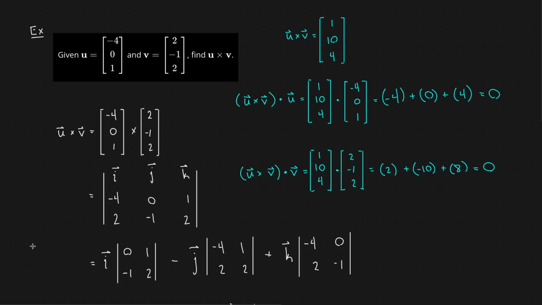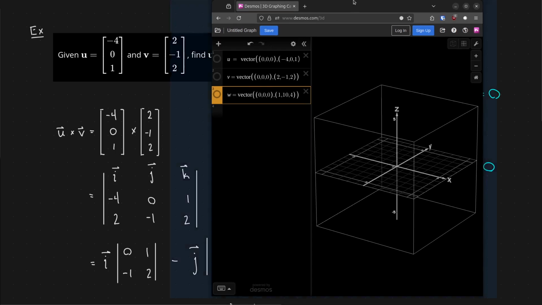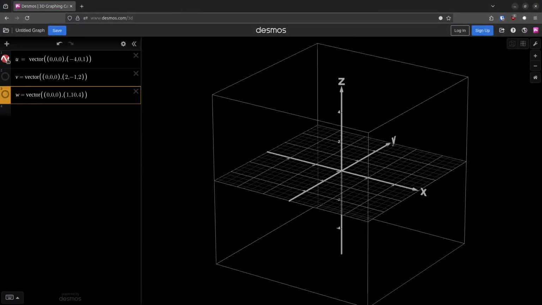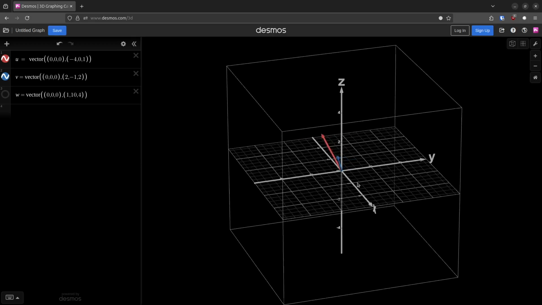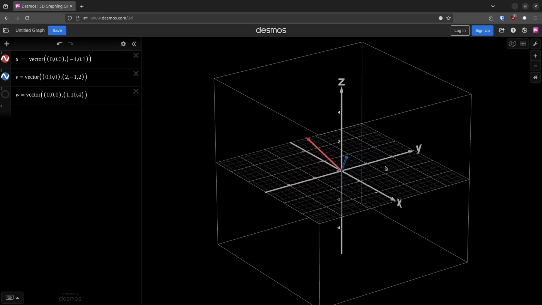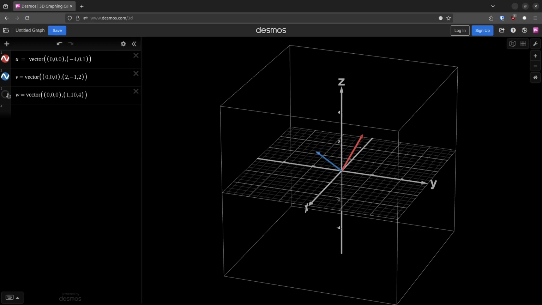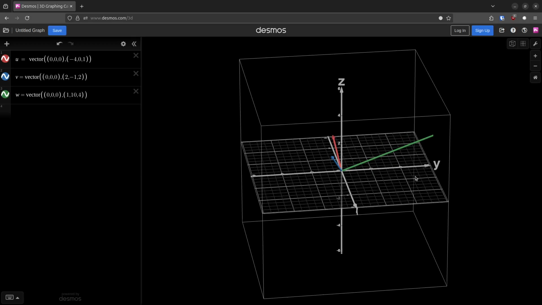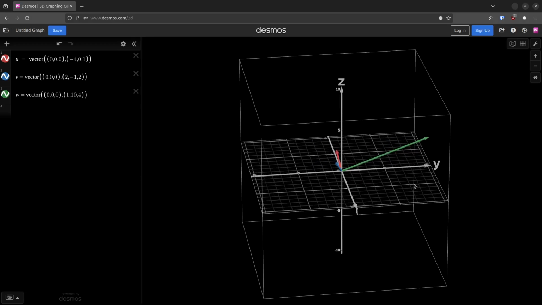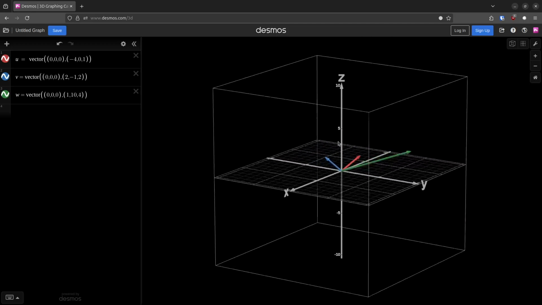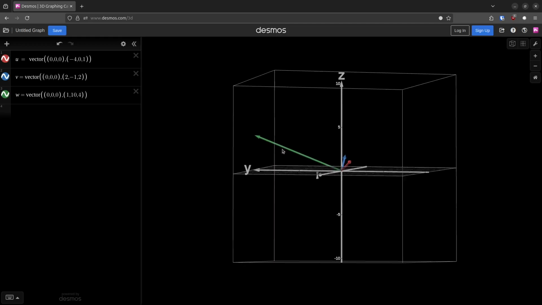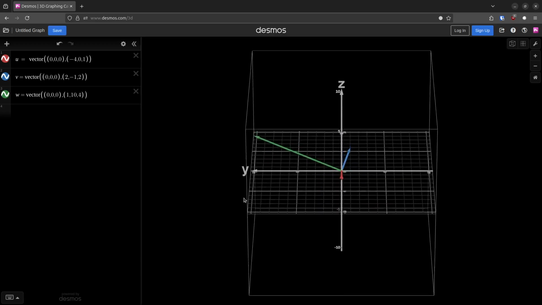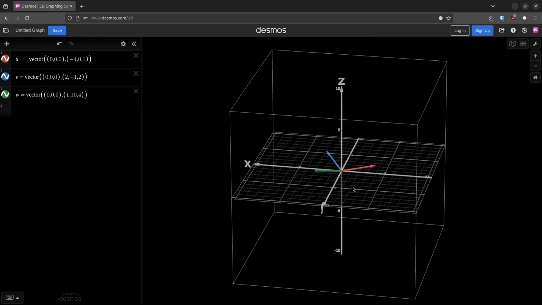Okay, let's see that in a picture. Here's our vector U, negative 4, 0, 1. Here's vector V in three-dimensional space. Vector U cross V is this vector right here, and it's big enough that we can't quite see it all the way. There it is. That's vector U cross V. Notice that it is orthogonal to both vector U and V. It is perpendicular to both vectors U and V.